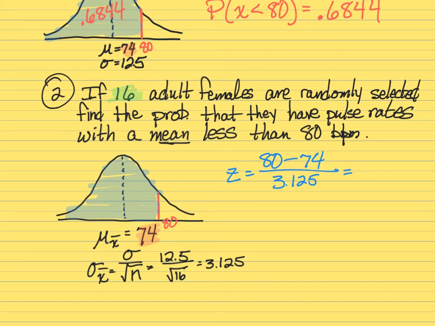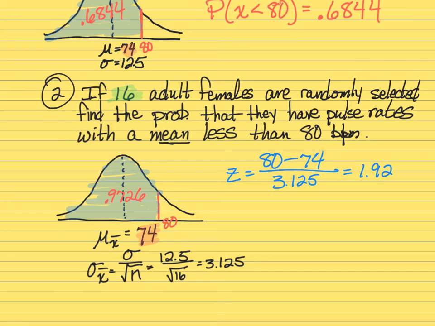So I'm getting 1.92. Okay, so that's the value I'm going to look up in my table, in the positive z-scores table. 1.92, and that gives me 0.9726. So 0.9726, that's the area that I want. So the probability of having an average less than 80 is 0.9726, 97%.